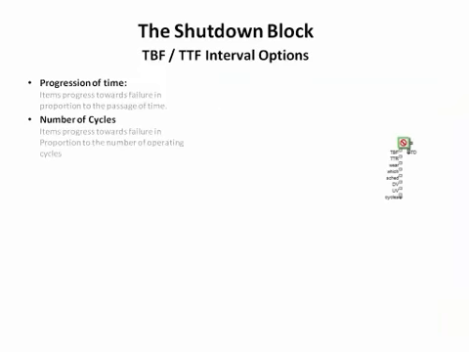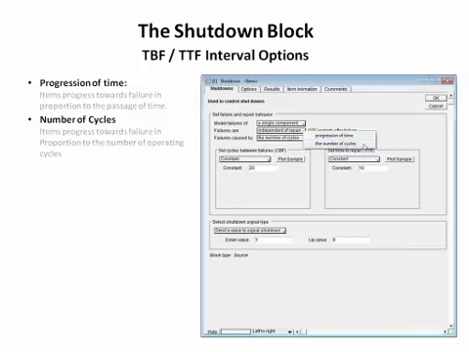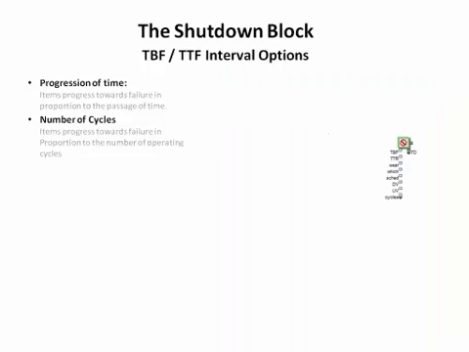The other major mode we have for the shutdown block is number of cycles. In this mode, items progress towards failure in proportion to the number of operating cycles. And how you count those cycles has a significant impact. This is the other option in the dialog box for failures caused by. Okay?